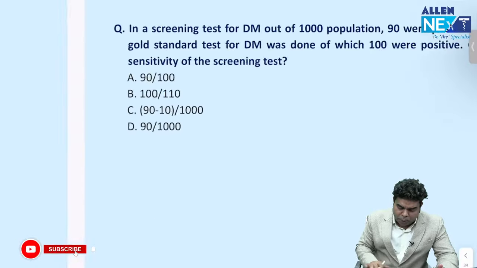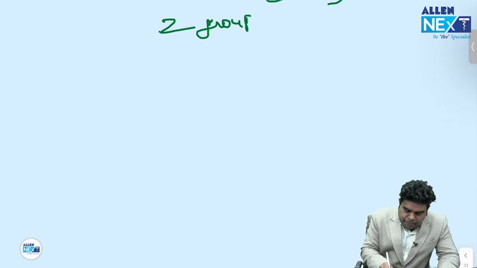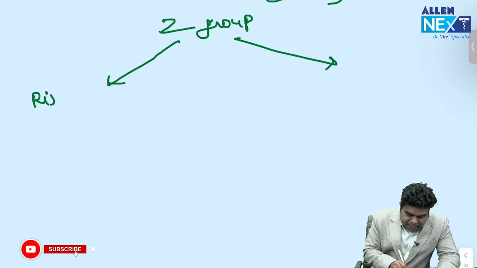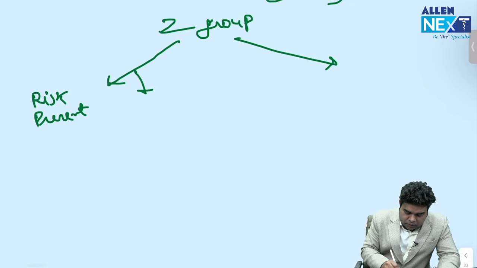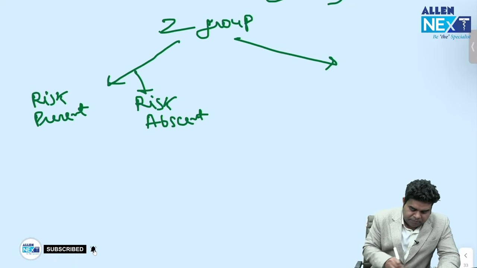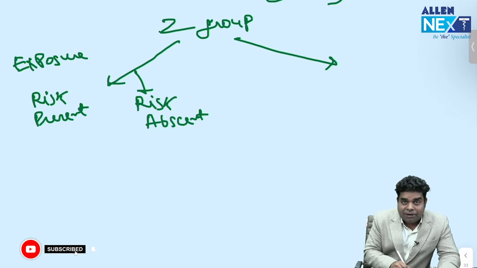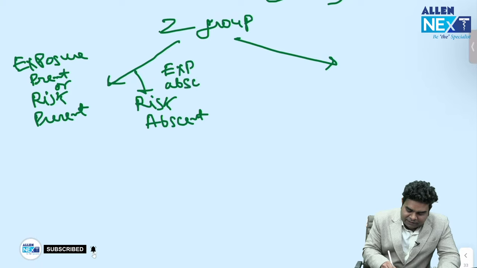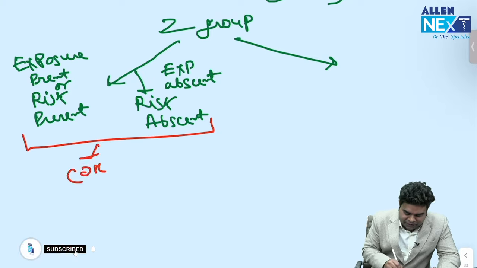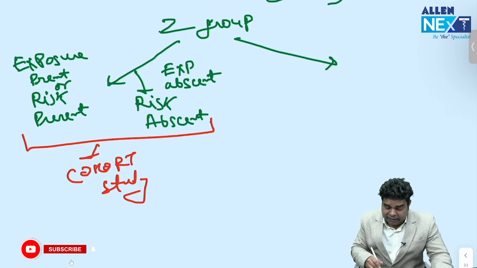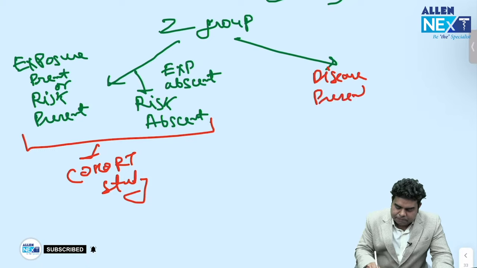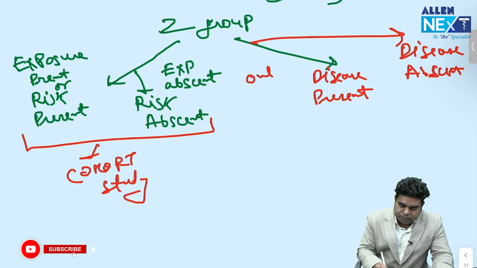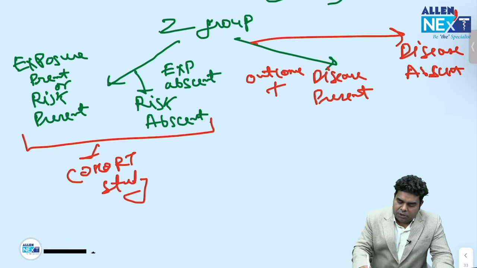But let's say there are two groups or two populations. Yeah, we have the time here. If there are two groups, then we have to look at what the two groups are. If the two groups are risk present and risk absent, risk is the same as exposure. Because if you did something wrong, exposure present, exposure absent, this is the starting point for a cohort study. But if they have written that disease is present, disease is absent, disease is the outcome, so they can write disease or outcome. Outcome or disease present, outcome or disease absent.